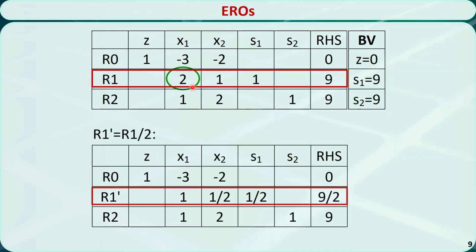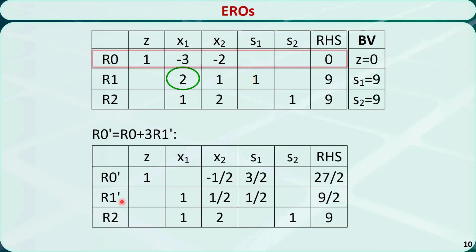We change this coefficient to 1 by dividing both sides by 2. This new row is called row 1 prime. 2 divided by 2 we get 1. 1 divided by 2 we get 1 over 2. 1 divided by 2 we get 1 over 2. 9 divided by 2 we get 9 over 2.